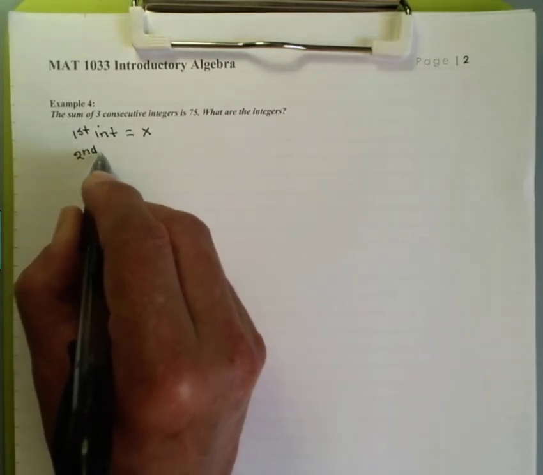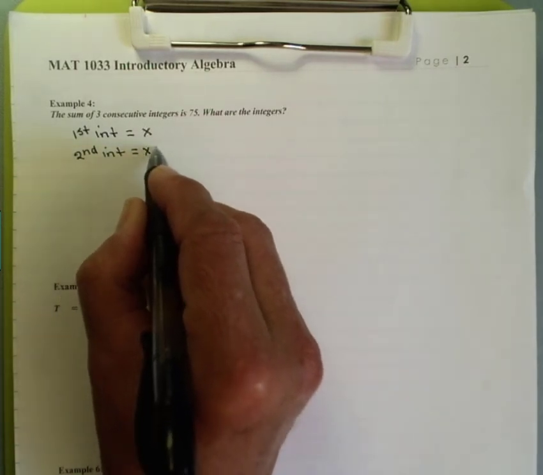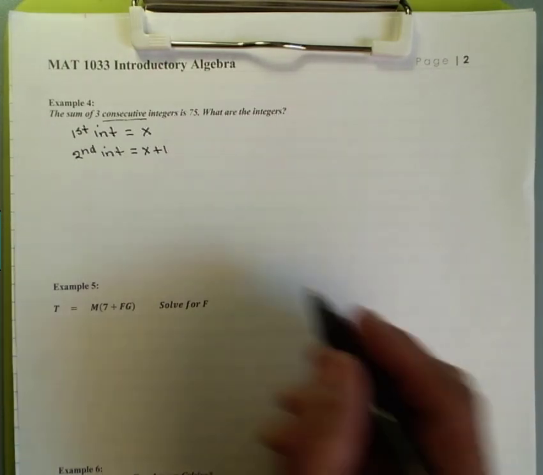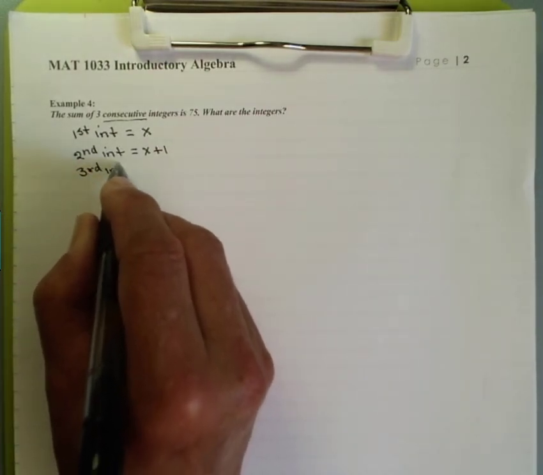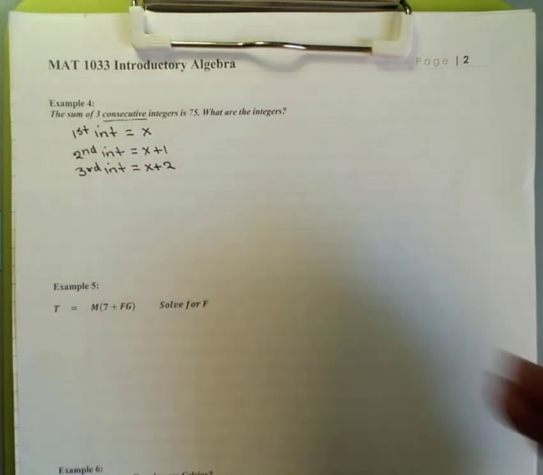So I'll call the second integer. What do I know about it? Well, it's 1 more than x, isn't it? Consecutive means you just add 1 to each one. So we know the second one is x plus 1, and you know what the third one is by now. It's going to be the next one in the sequence, x plus 2.